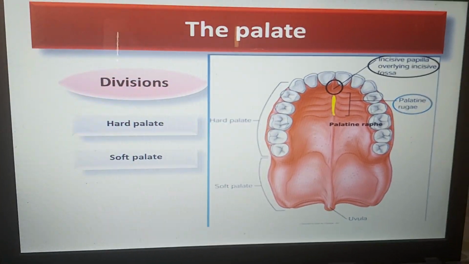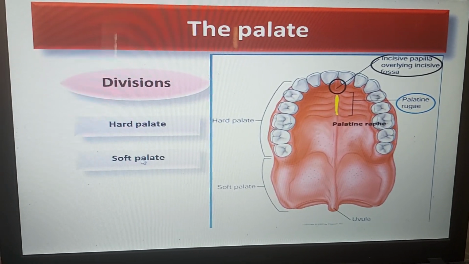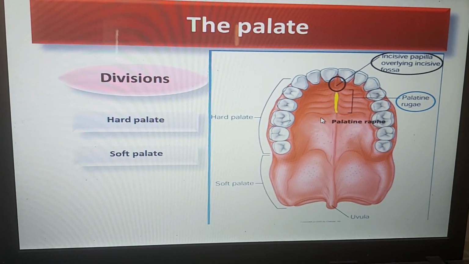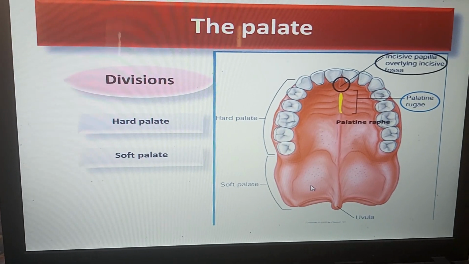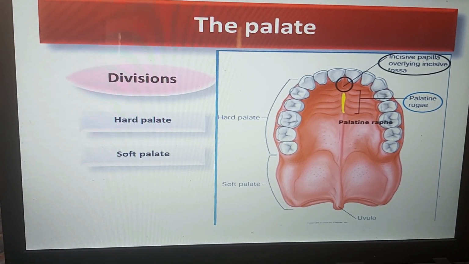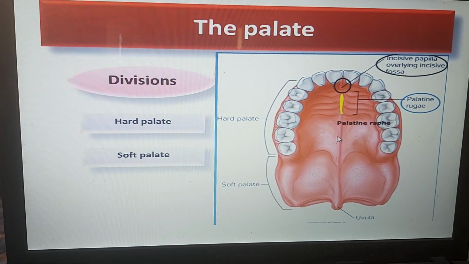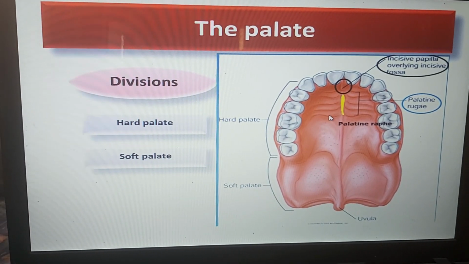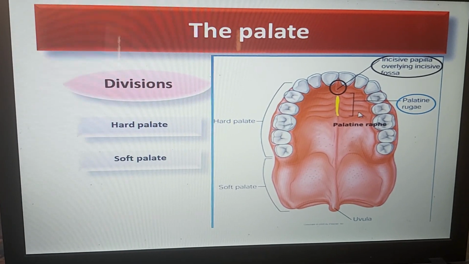Now we're talking about the palate. The palate is divided into hard palate and soft palate. The hard palate is the anterior 2/3, which is bony, and the soft palate is the posterior 1/3. And there is the median raphe in the midline. The hard palate is covered by mucous membrane and with bilaterally corrugation on both sides.